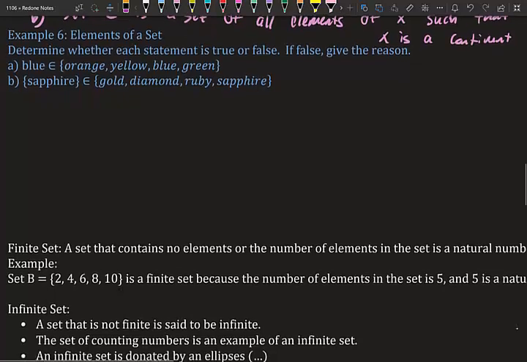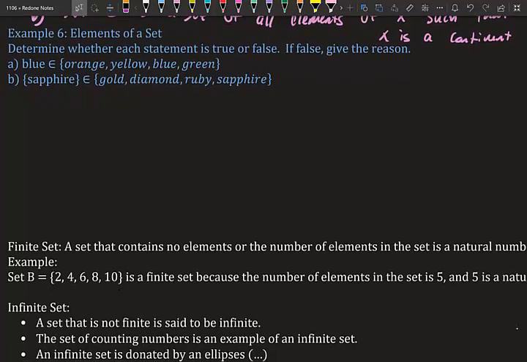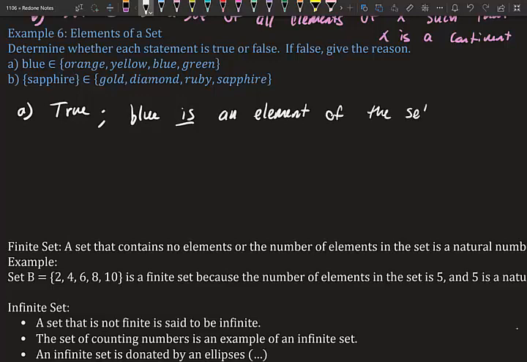Alright, example 6. Elements of a set. Determine whether each statement is true or false. If false, we're going to state why. So let's determine if blue is an element of the set orange, yellow, blue, green. What this is asking is: is blue inside those braces? Yes, that's true. It's true because blue is an element of the set, meaning blue is inside the set.